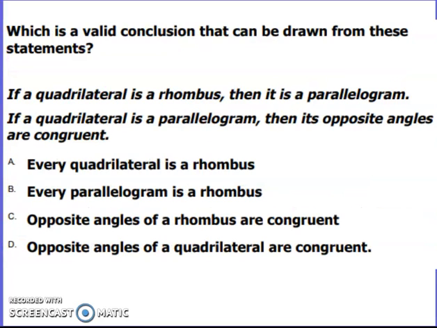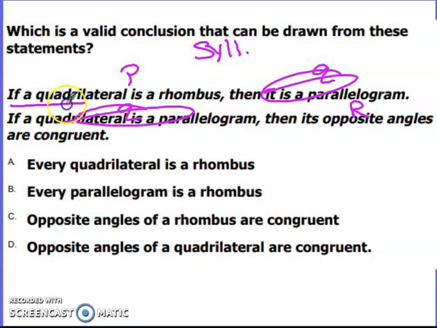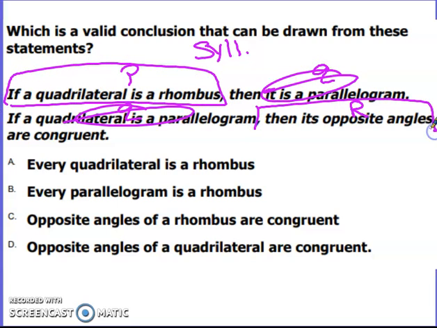Now, which is a valid conclusion that can be drawn from these statements? If a quadrilateral is a rhombus, then it is a parallelogram. If the quadrilateral is a parallelogram, then its opposite angles are congruent. Again, this is our law of syllogism. So we're going to get rid of our Q's, and we're left with, if a quadrilateral is a rhombus, then opposite angles are congruent.